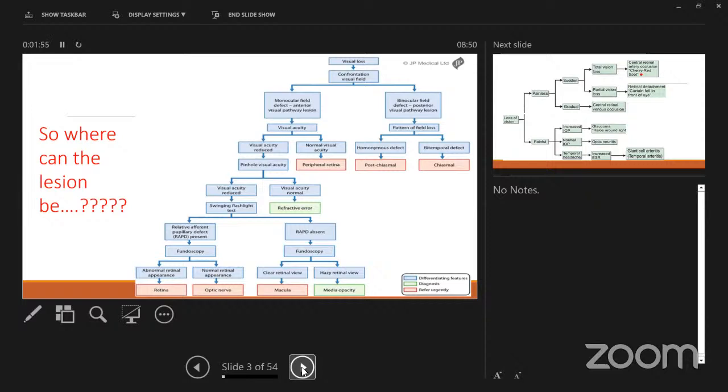If the central visual acuity is affected, we have to conduct a pinhole test. In pinhole, if the visual acuity is normal, then mostly the cause of loss of vision is a refractive error. If it is reduced on pinhole, then we can perform the swinging flashlight test to detect the RAPD. If RAPD is absent, then we can do a funduscopy, and if the view is clear, then the lesion is mostly in the macula. If the view is hazy, then it is either media opacity in the form of corneal opacity or cataract, or vitreous opacity in the form of vitreous hemorrhage. If RAPD is present, then in fundoscopy, if there is any abnormal retinal presentation, the lesion is in the retina, and if it is a normal retinal presentation, then the lesion is in the optic nerve.